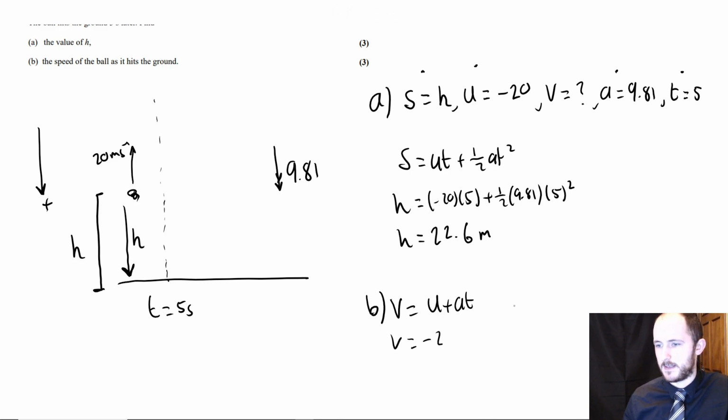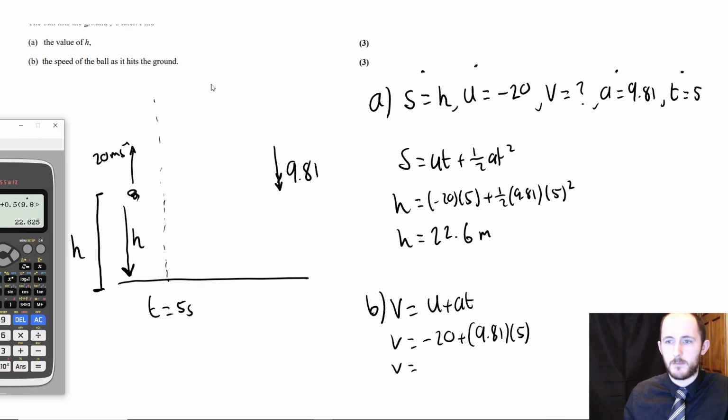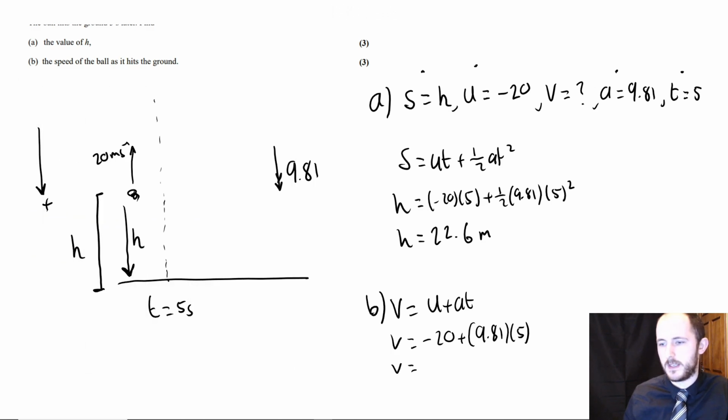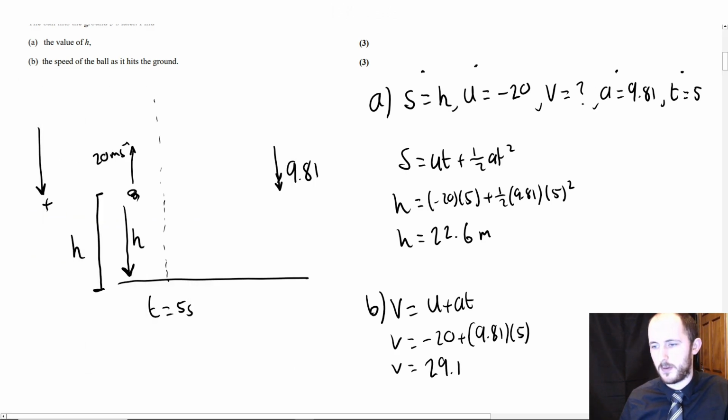So we get minus 20 plus 9.81 times 5. Can you see these are 3 marks each? But realistically, after you've drawn your diagram, I'm subbing into an equation. That's one line. This is one line as well. I'm typing out in a bit more detail just because I'm explaining it. And we get 29.05. So we can say 29.1 meters per second to 3 significant figures.